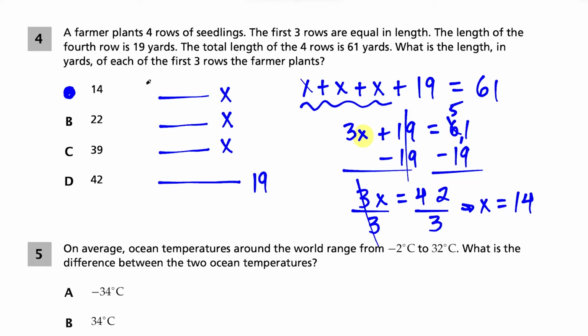Now, if you really had to, what you could do is write all of these values in, and you could check your answer just by adding all of this up. So if you put 14, 14, 14, and you add all these numbers, you are going to get 61. So choice A is definitely our answer.